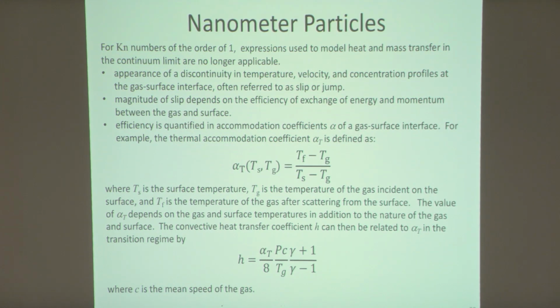Here the heat transfer coefficient is the thermal accommodation coefficient times the pressure times the speed of sound times the ratio of specific heats plus 1 divided by 8, the temperature of the gas, the ratio of specific heats minus 1. Now that's an interesting result, because if I have a very small particle, I'm not very efficient in exchanging heat with the surroundings.